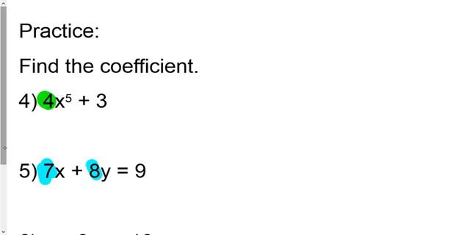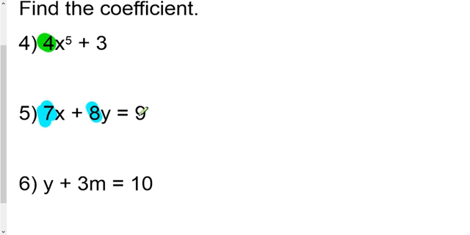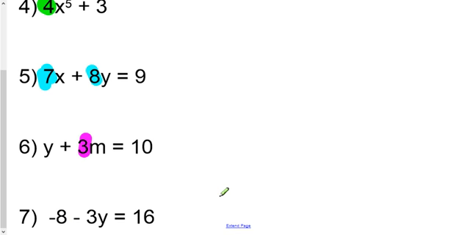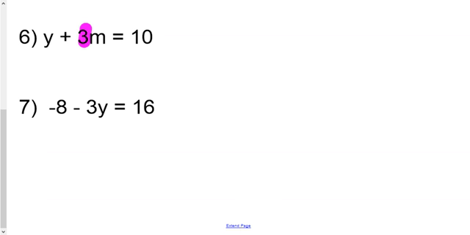We just take the numbers that are multiplying the variables. This 9, it's not multiplying a variable, so it's not a coefficient. Number 6. There's no number multiplying the y there. I mean, we'll discuss a scenario in a bit, but nothing showing in the problem there. And here is the 3 multiplying the m, so that's our only coefficient that we see in the problem for number 6.